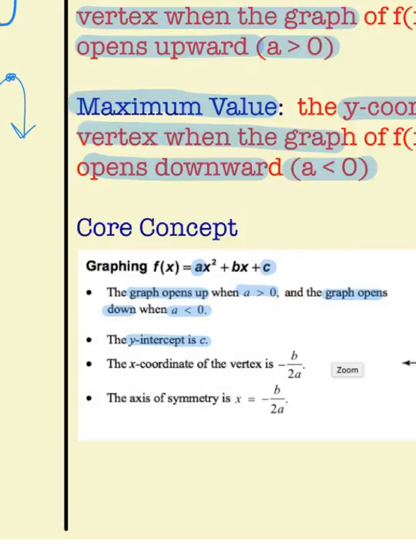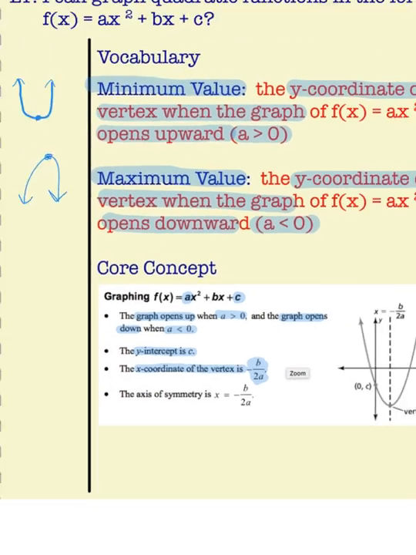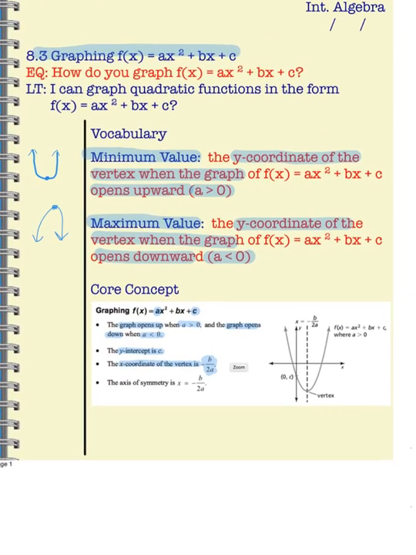All right, and then the main point of today's notes, the x-coordinate of the vertex can be found by using negative b over 2a. So the x-coordinate of the vertex is also the axis of symmetry. So that can also be found by using x equals negative b over 2a. We're going to get lots of practice using that today.